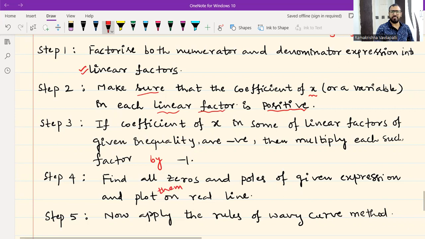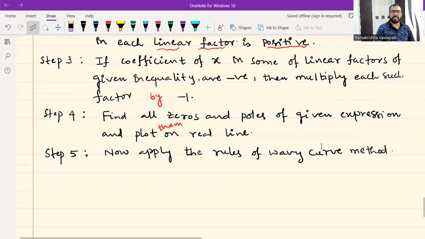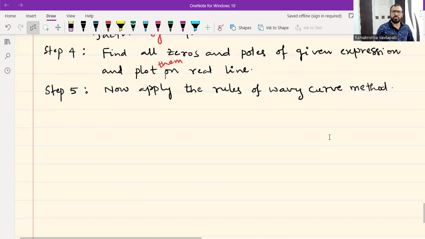Now apply the rules of WAVY curve method. To understand the rules of WAVY curve method, you must watch video 1 on WAVY curve method. Now I am going to solve a few inequations. These are very helpful and useful in solving quadratic inequations, in finding the domain of a function, or finding intervals of increasing and decreasing of some functions in calculus, etc. So in many varieties of questions you can find the use of WAVY curve method.